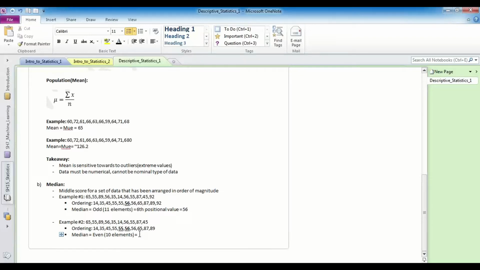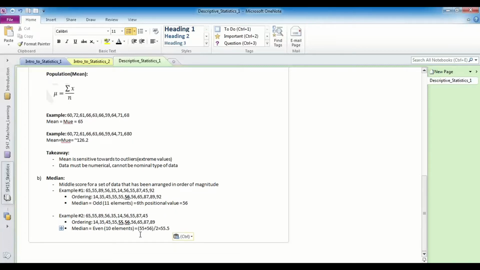We can sum it up and divide it by 2. So what we do is we generally take a simple average of those 2 positional values. It means 55 plus 56 divided by 2 is nothing but a simple average of those 2 elements, which will help me to get the median value. Now the median value is 55.5 in this particular case. Okay guys, are we clear?